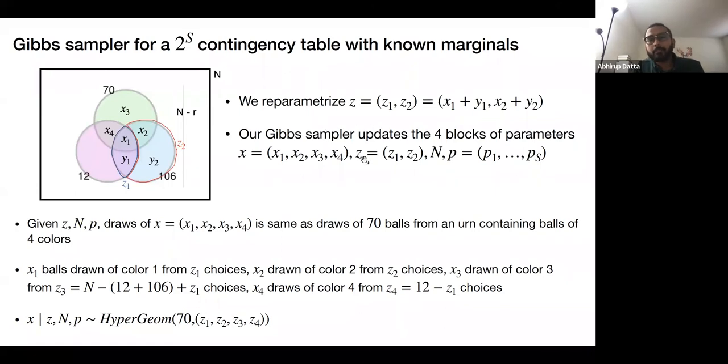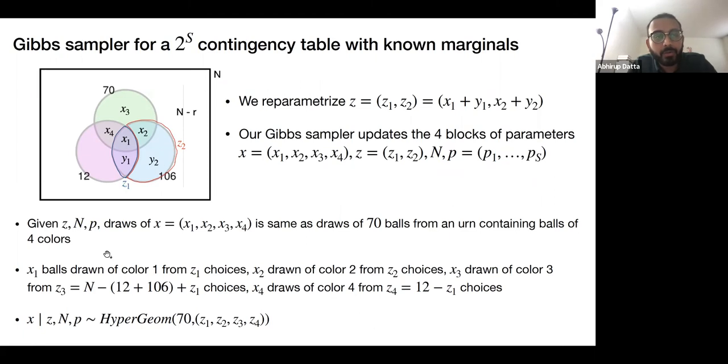So in our Gibbs sampler, we update 4 blocks of parameters. First are the x's, conditional on everything else. Then are the z's, conditional on everything else, and finally we do the n and the p's. Okay. So first look at the x's.